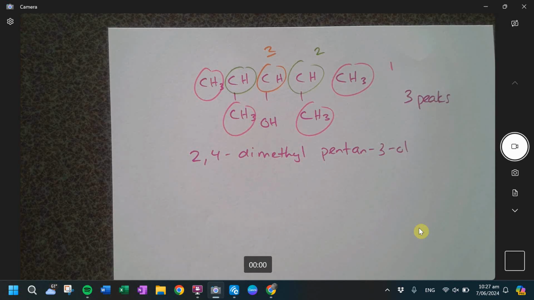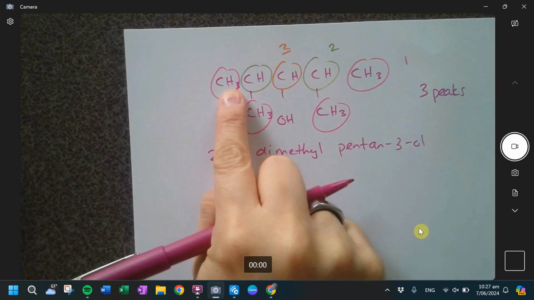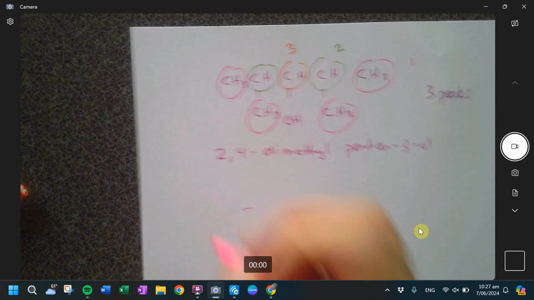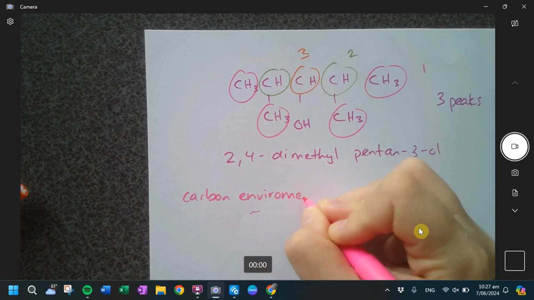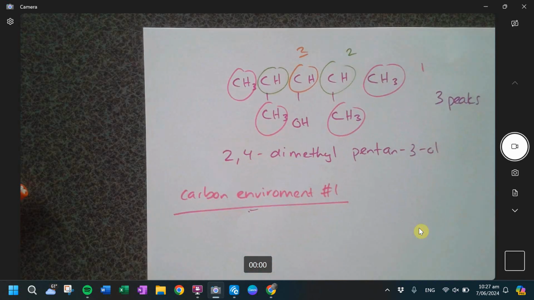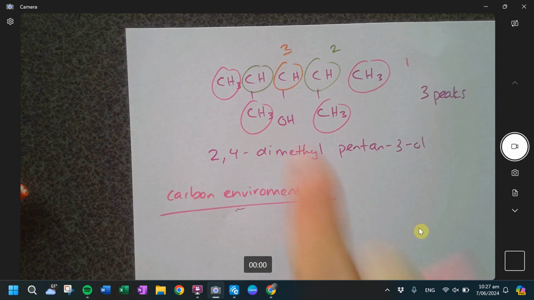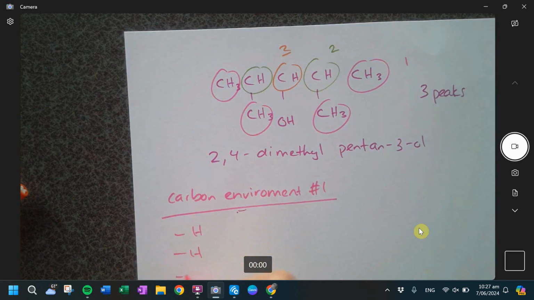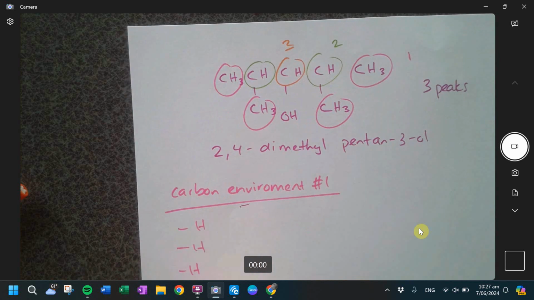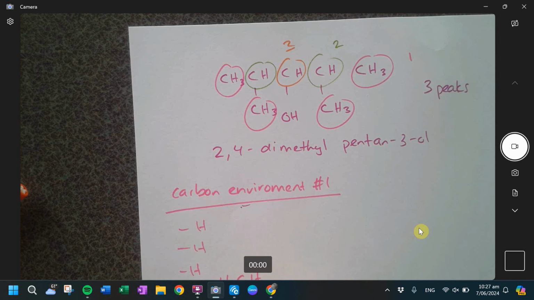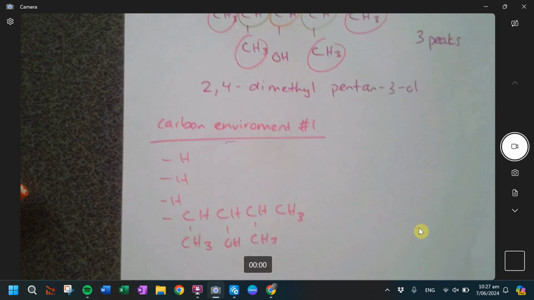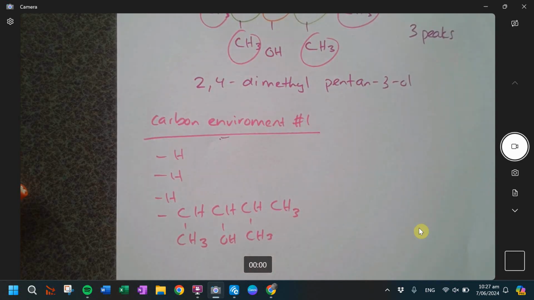All right, the way I like to make sure I understand that the carbon environments are different is I like to list it out. So if I list out carbon environment number one, I think, what is attached to carbon environment number one? Well, when I look at it, I have three hydrogens. So we have H, H, and H. And then what I also have attached to it is CH, CH3, CH, OH, CH, CH3, CH3, like that. So those are the four things attached to that carbon. Agreed?